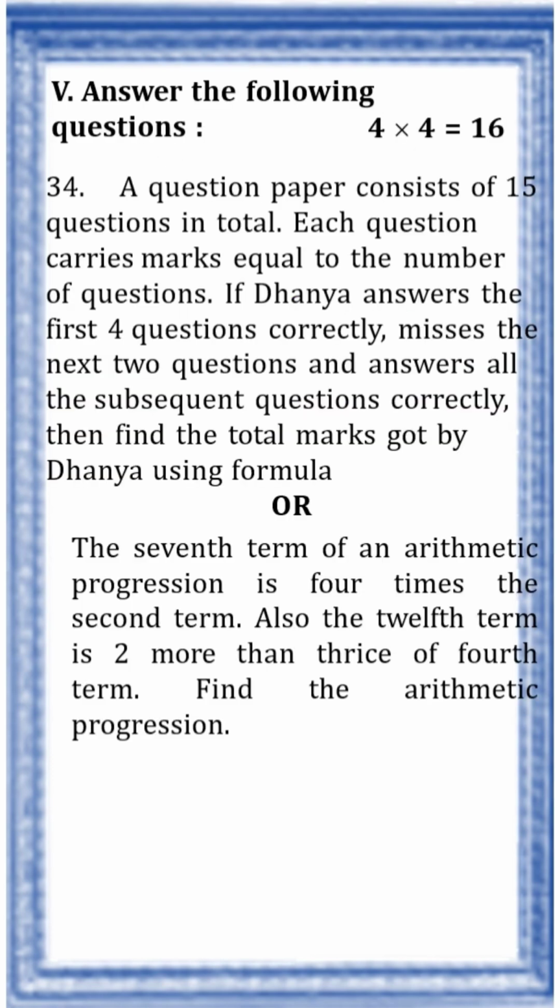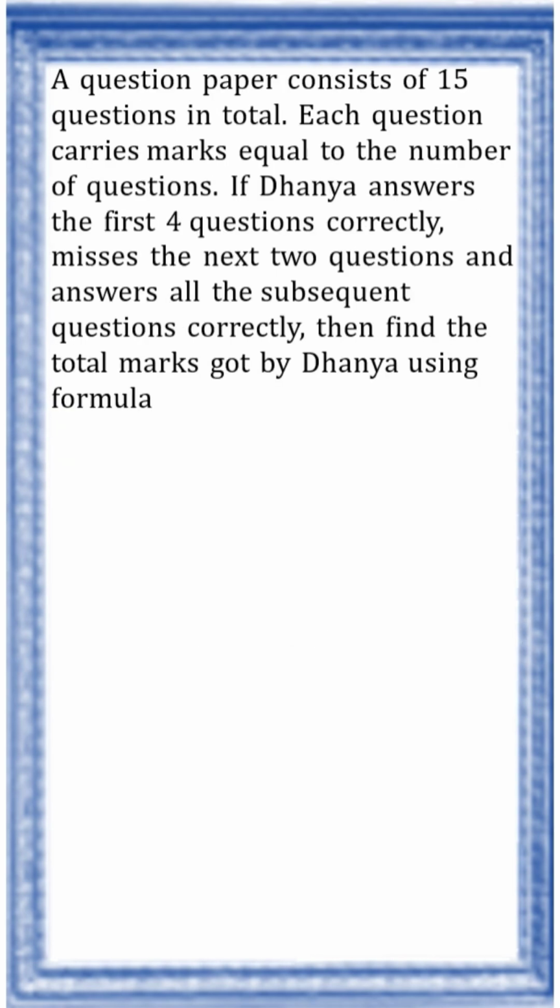Now let us solve the fifth main question. There are 4 questions of 4 marks each, totally 16 marks. The 34th question is taken from the chapter Arithmetic Progression. Now let us solve this question. A question paper consists of 15 questions in total. Each question carries marks equal to the question number. If Danya answers the first 4 questions correctly, misses the next 2 questions and answers all the subsequent questions correctly, then find the total marks got by Danya using the formula.